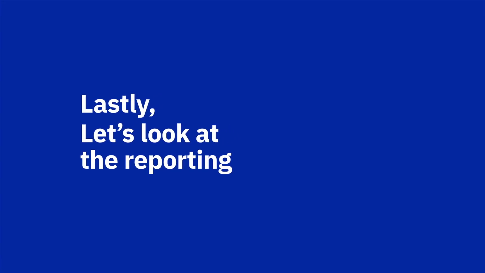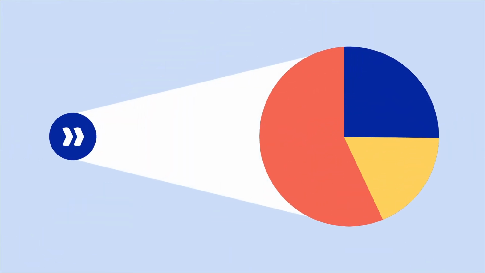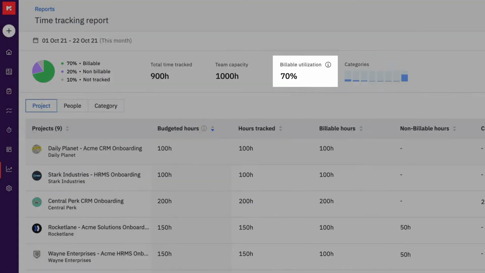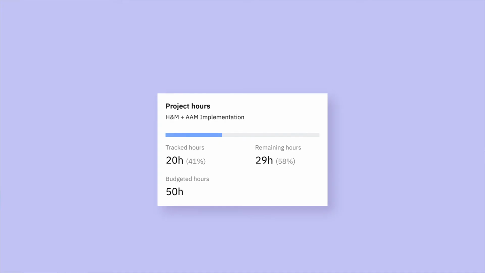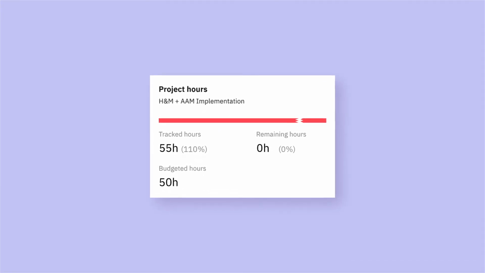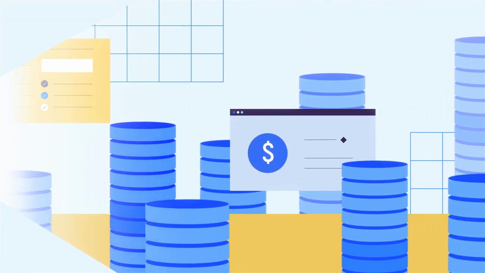Lastly, let's look at the reporting. Rocketlane consolidates the time spent and provides visibility into the team's workload. A quick glance shows the time spent on individual projects, your team's utilization rate, budget overruns, and the time spent on various work categories. With all the data at your fingertips, you'll be better equipped to scope and price your work.